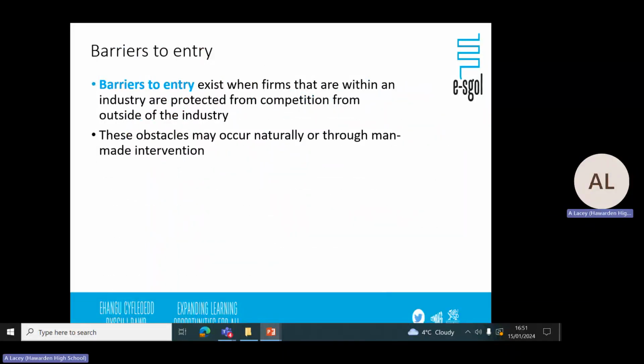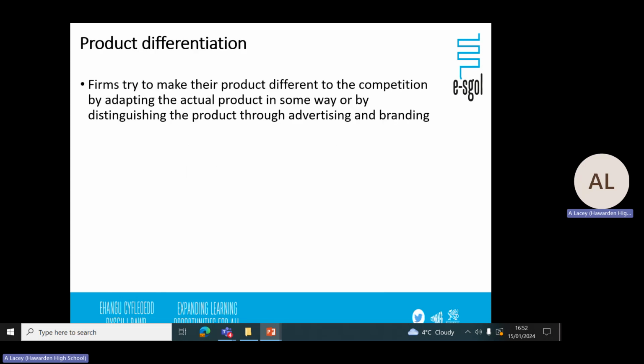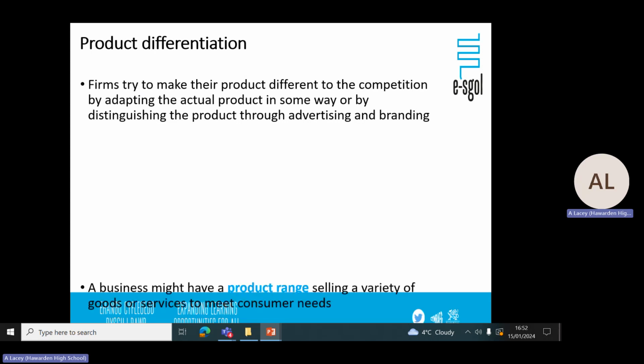Looking at barriers to entry and exit, this is where firms that are within an industry are protected from competition from outside the industry. Now, these obstacles may occur naturally or through man-made intervention. So they include things like advertising, economies of scale, and financial barriers. Then we've got product differentiation. So firms try to make their product different to the competition by adapting the actual product in some way, or by distinguishing the product through advertising and branding.